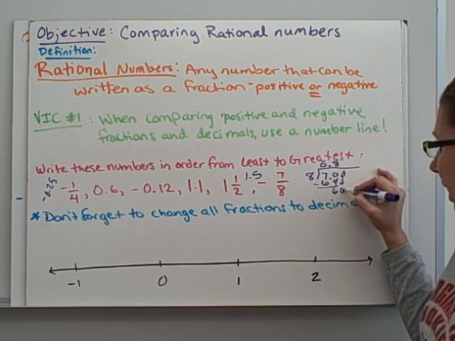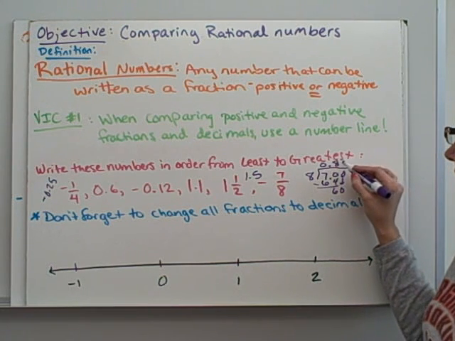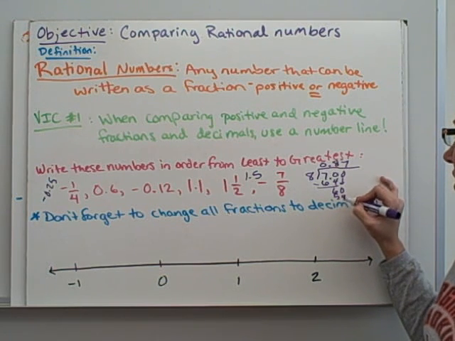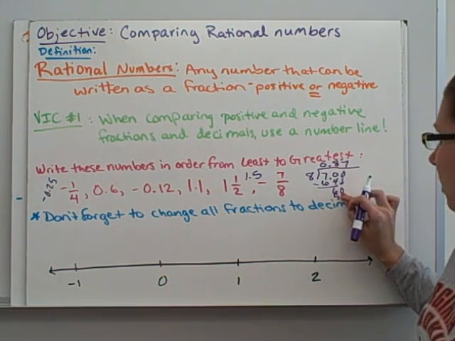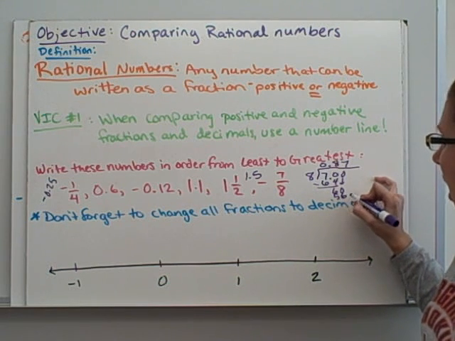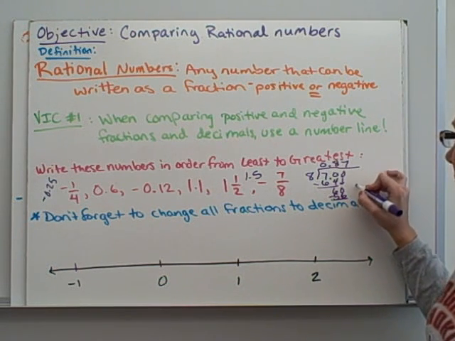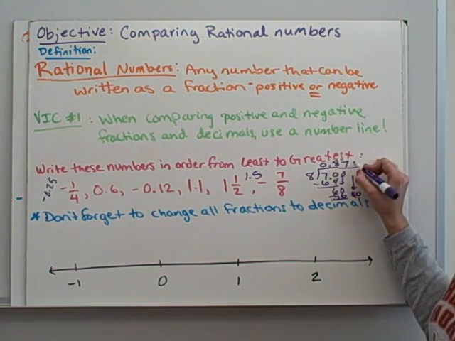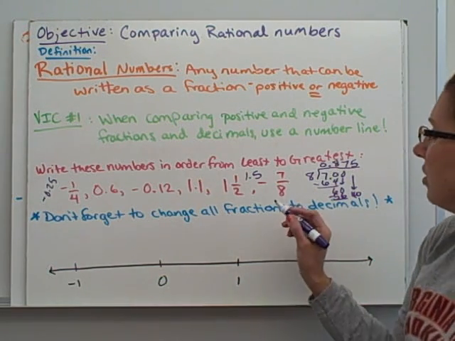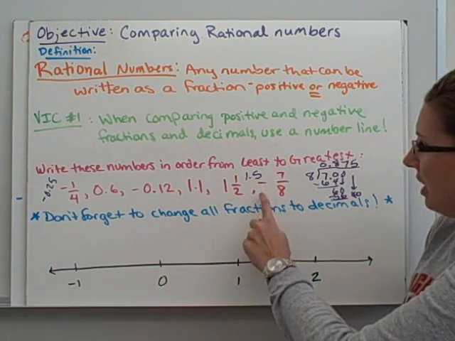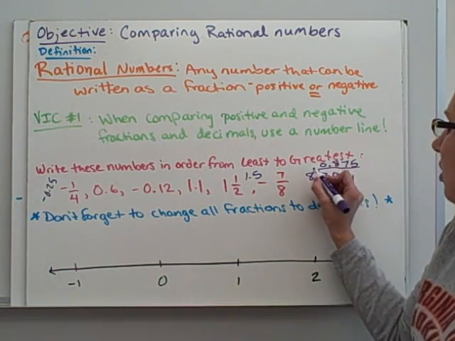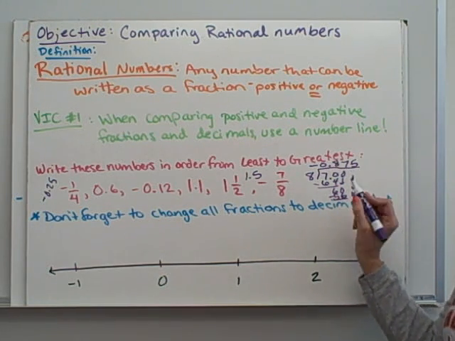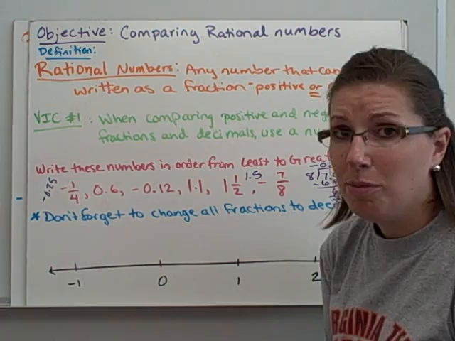Add another 0 and bring it down. 8 goes into 60 7 times. 7 times 8 is, nope, 56. Whew, starting to get confused. Then if I subtract, I've got 4 left over, and I bring another 0 down to make 40. 8 goes into 40 exactly 5 times. So this negative 7/8 is actually negative 0.875.